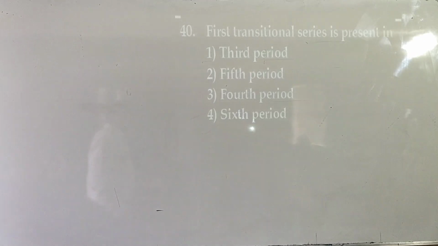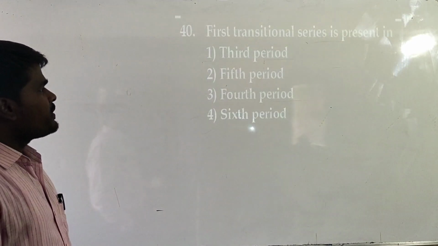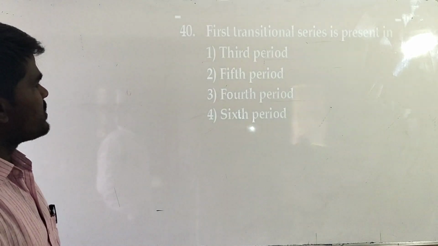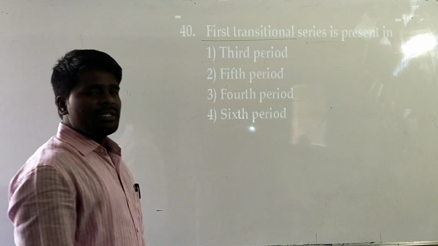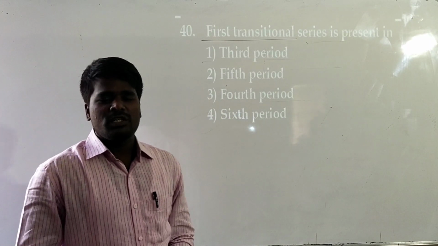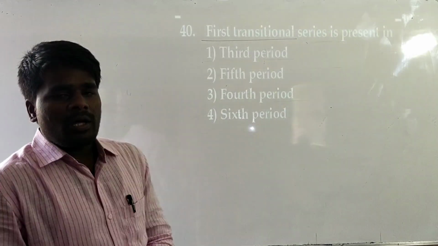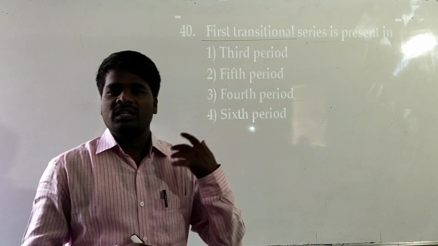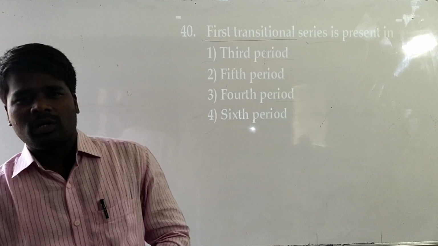Here, the next question is about the first transition series. Try to understand this term, first transition series. What is meant by transition series? We know transition elements. What is meant by transition elements? The elements of the d block in which the d orbital is incompletely filled are called transition elements, or we can also call them d block elements.